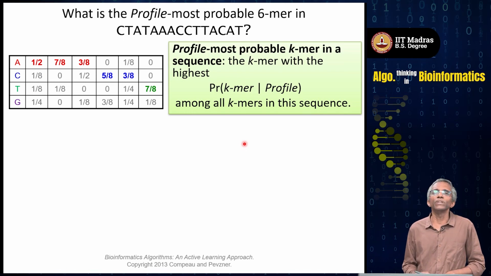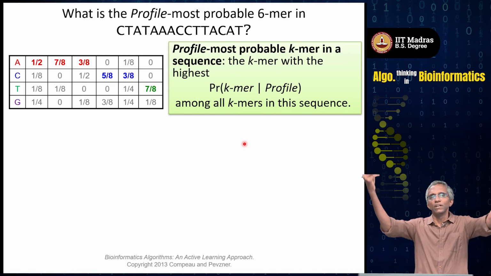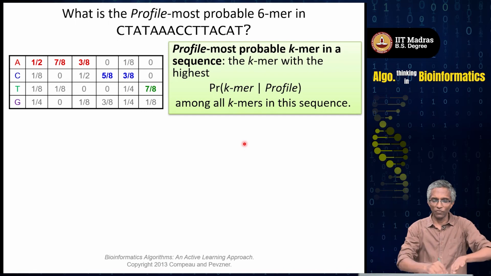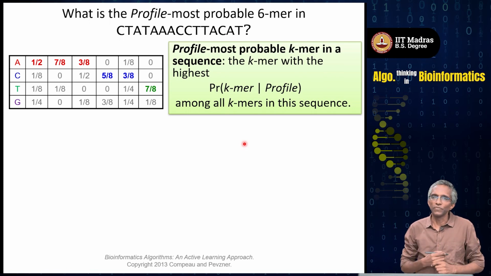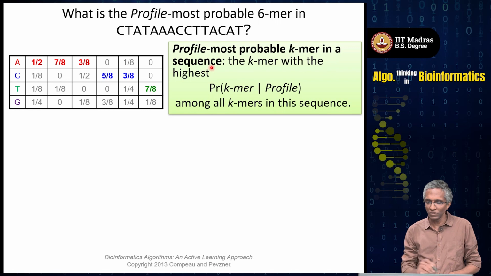Using this scoring, given a sequence and given this profile matrix, you can figure out which k-mer in the sequence best matches this profile, and that is what is shown next. So, you have a profile, and let us make a simple definition. The profile-most probable k-mer in a sequence is the k-mer with the highest probability given the profile, among all the k-mers in the sequence.